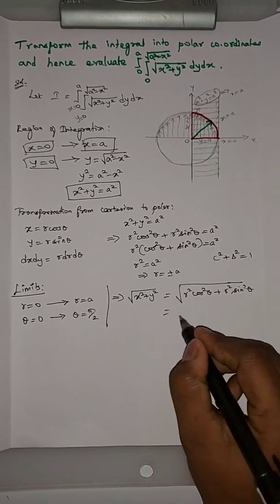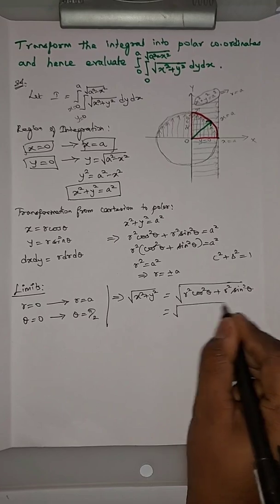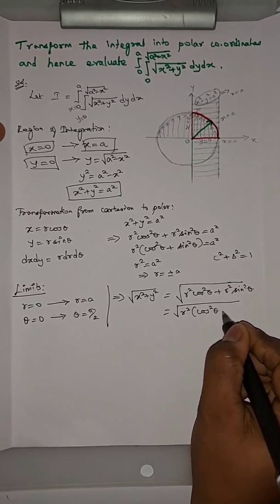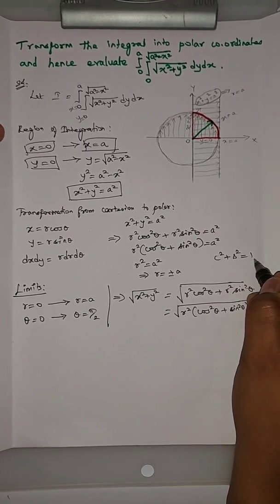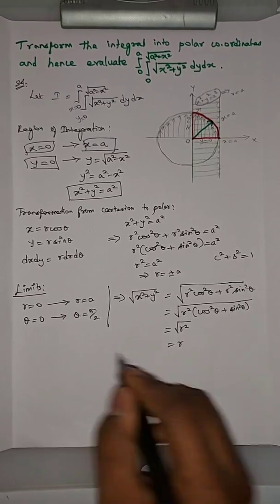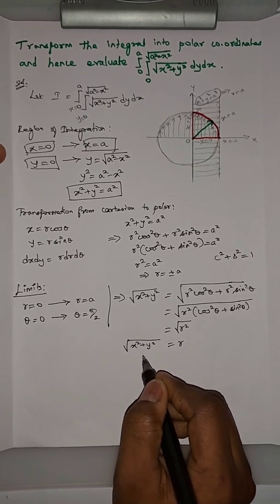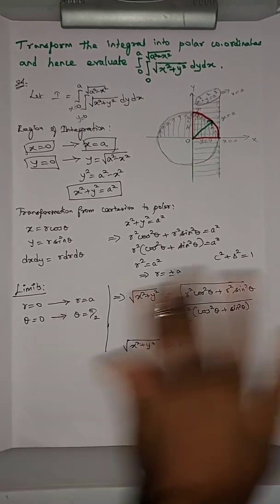And we know that cos square plus sin square is equal to 1. So taking r square common out of the square root, inside we get cos square theta plus sin square theta, which becomes 1. So finally root of r square is equal to r. That is, root of x square plus y square is equal to r. The integral function is also over.